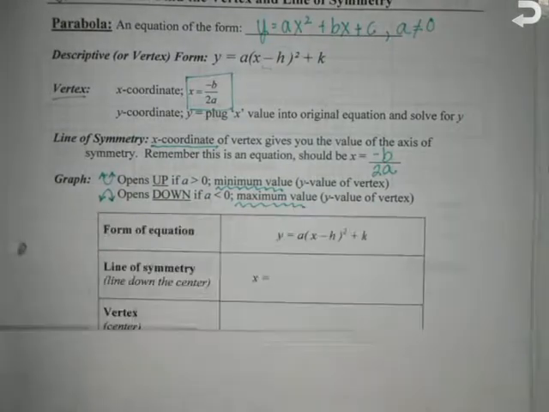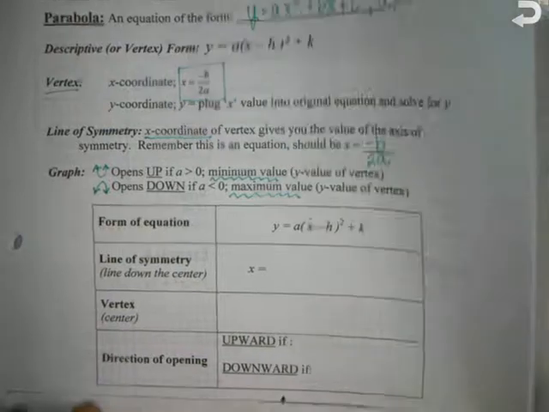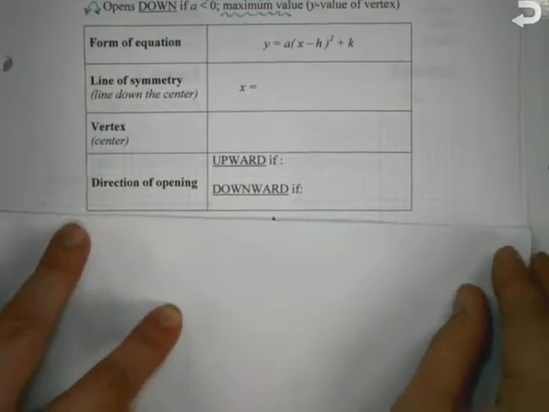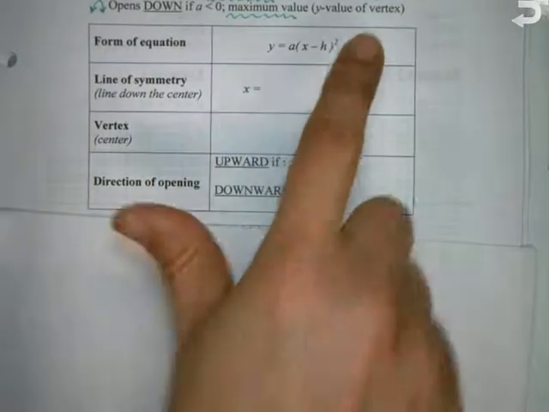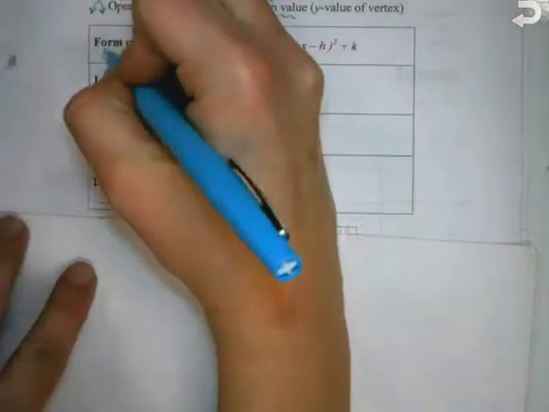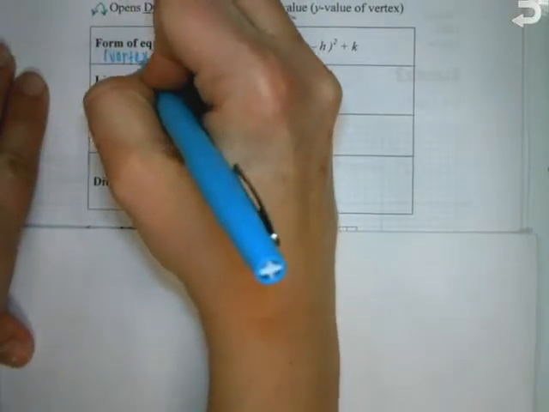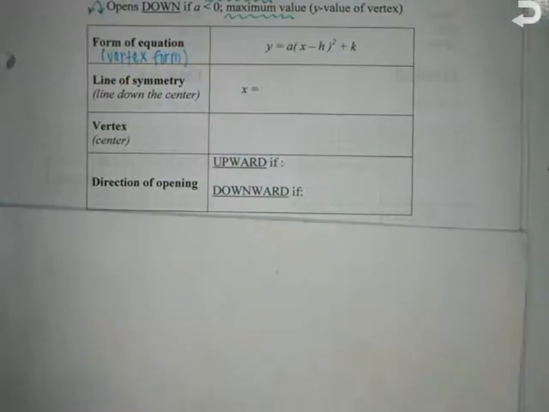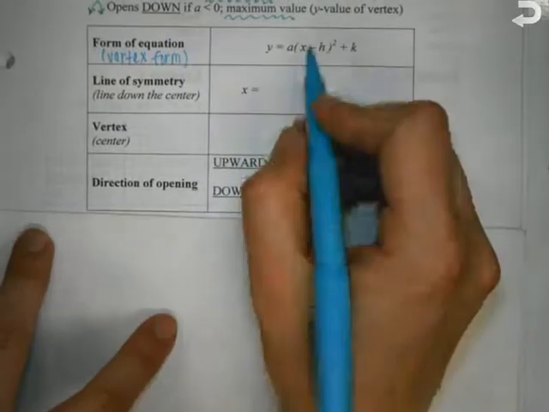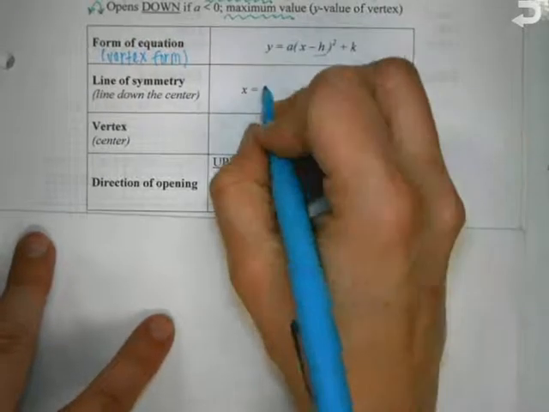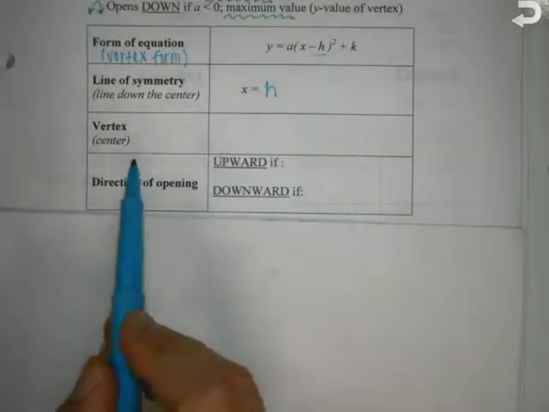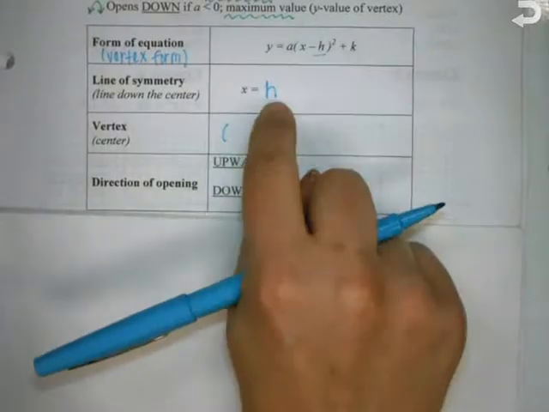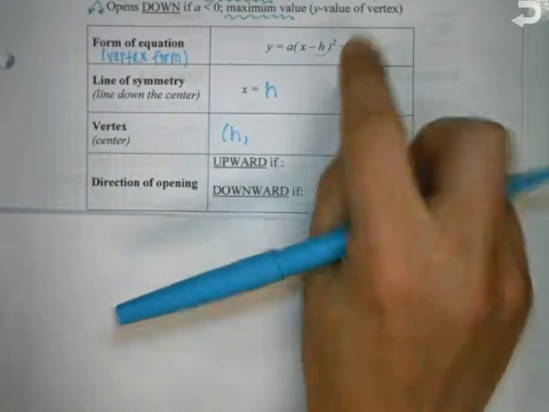So I have a table for us to just kind of fill everything in to put all of our information together, so let's fill it out. We have the form of an equation, y equals a times x minus h squared plus k. This is in vertex form, so why don't we label that vertex form? And remember, we like vertex form because it gives us all of our information. The line of symmetry is x equals, the x-coordinate is that h right there. So x is equal to h, or the opposite of h, right? The vertex, the center, your x-coordinate is h, which means your y-coordinate is k.